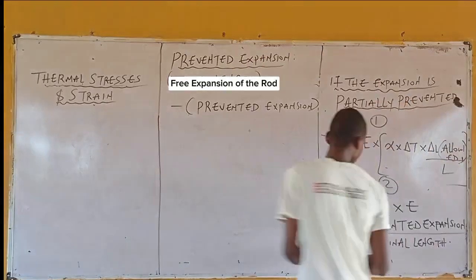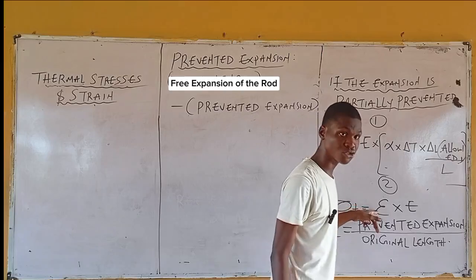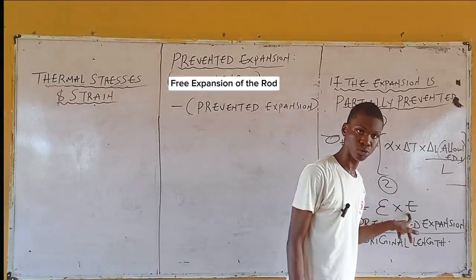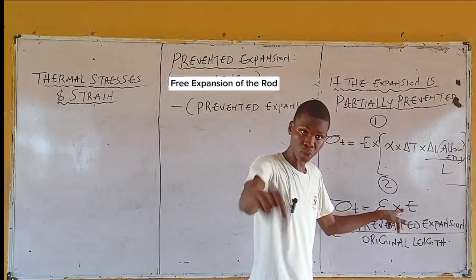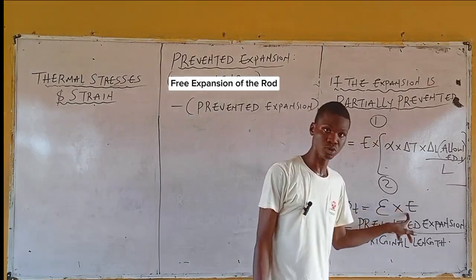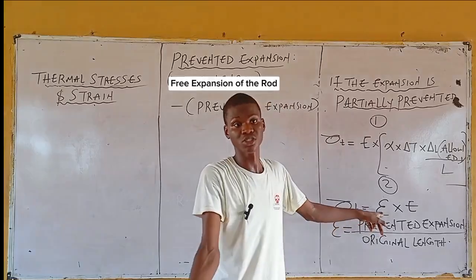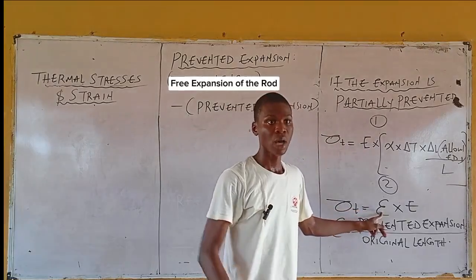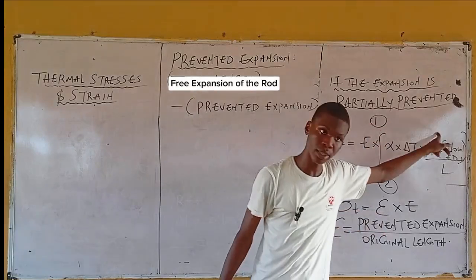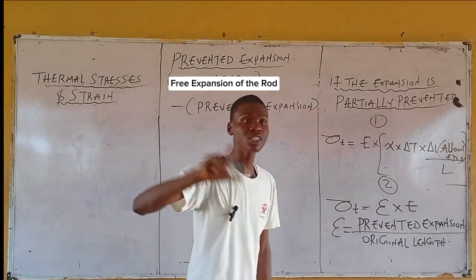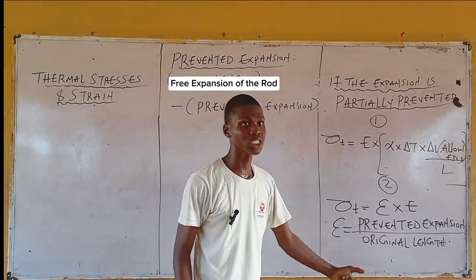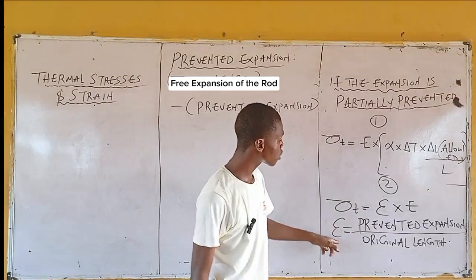Number two is your strain multiplied by Young's modulus. From the question, you are given Young's modulus, right? But are you given strain? By formula, what is strain? Change in length over original length. But in this case, partially prevented, so it is not the usual formula for strain that I know, which is change in length over the original length. This becomes the formula.